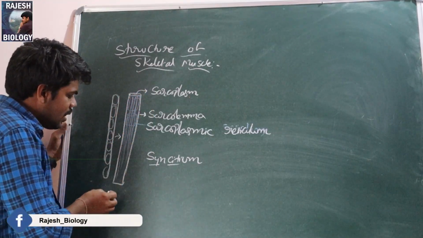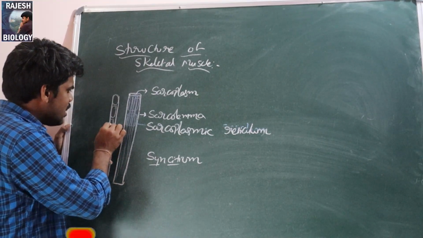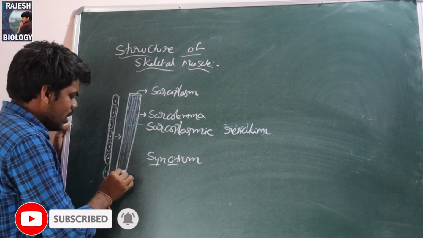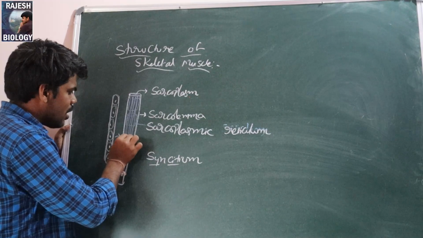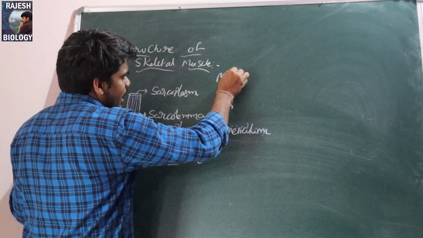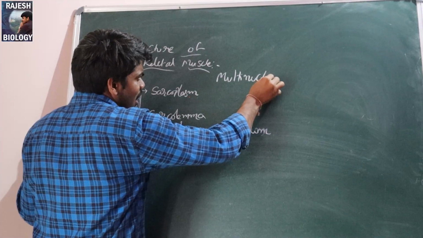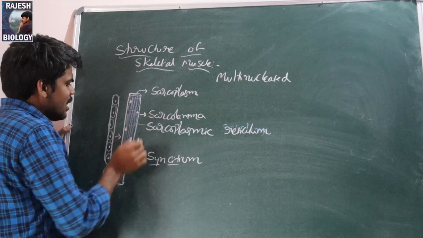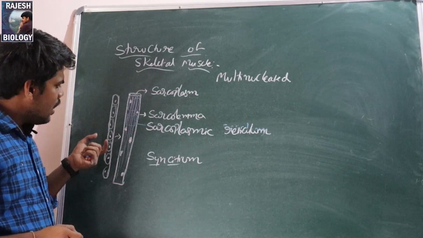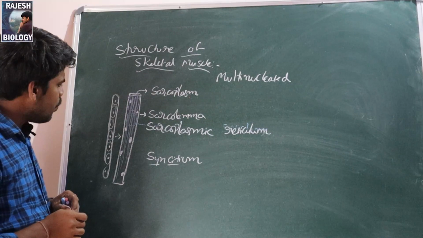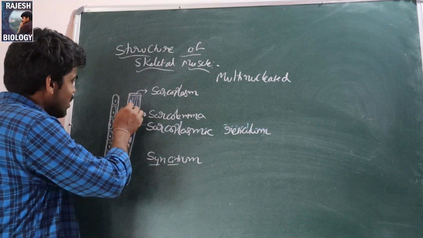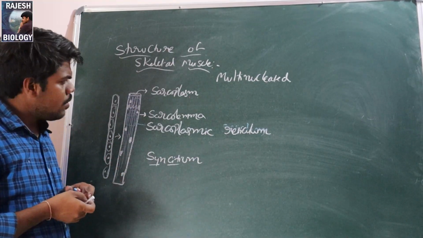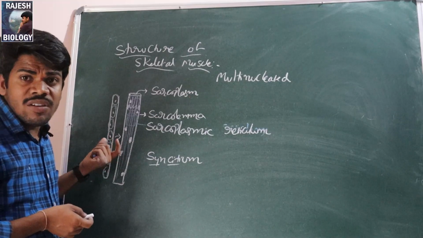That's why within this, instead of one nucleus, there are many nuclei. So the skeletal muscle fiber is multinucleated because it is a syncytium. Another important point is that it shows striations. That's why it is a striated muscle. Now this is the muscle fiber structure.